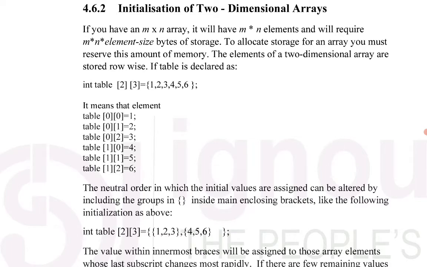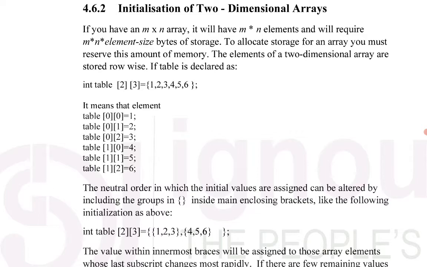Initialization of two-dimensional arrays: how do we initialize a two-dimensional array? In one-dimensional arrays we use only one subscript, whereas in two-dimensional arrays we use two subscripts, one for rows and one for columns. Here we require two subscript values or two index values.